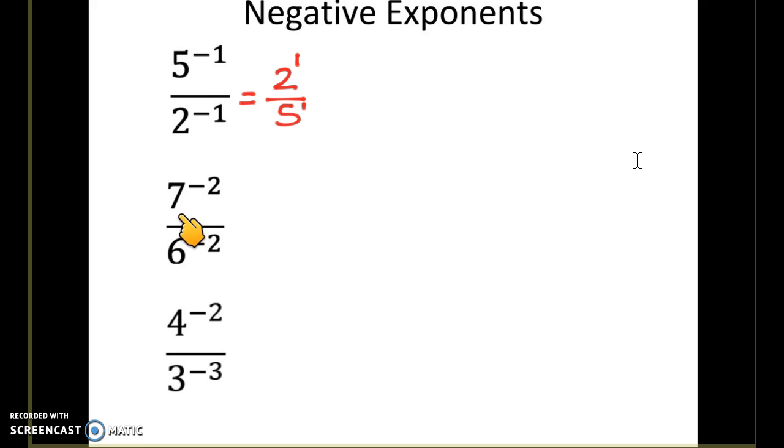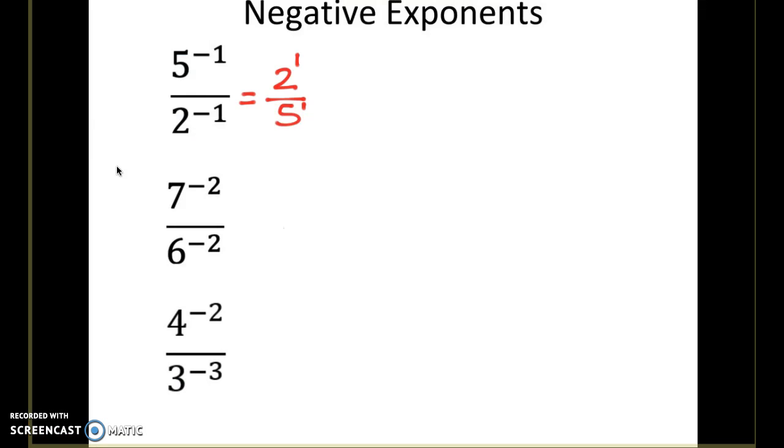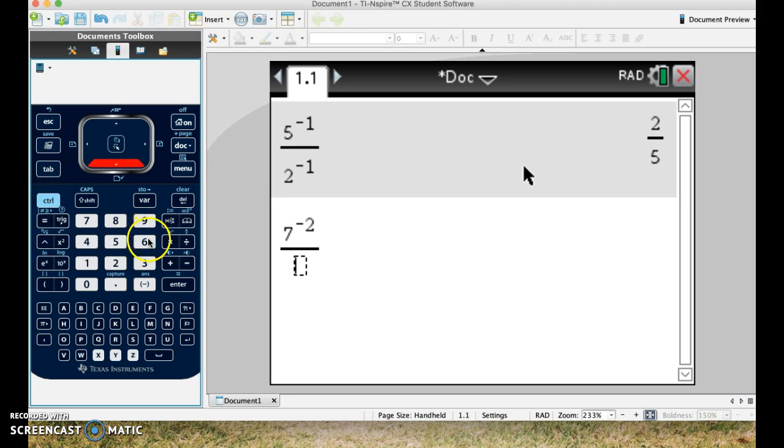So look at the second one: 7 to the negative second power divided by 6 to the negative second power. So let's go back over here and let's do control divide again. And that was 7 to the negative second power divided by 6 to the negative second power. Now that answer is not going to be quite like the first one because it's to the second power, so we're squaring the numbers, but still we can get the end result that I want you to see.